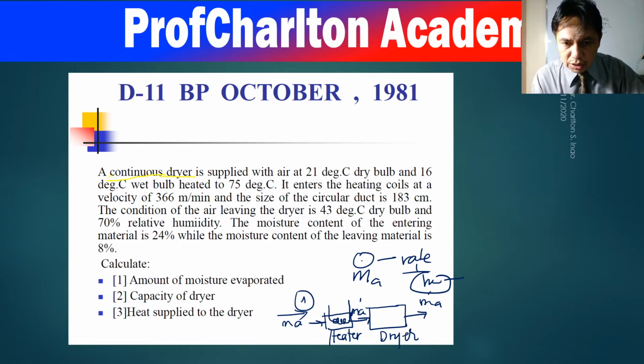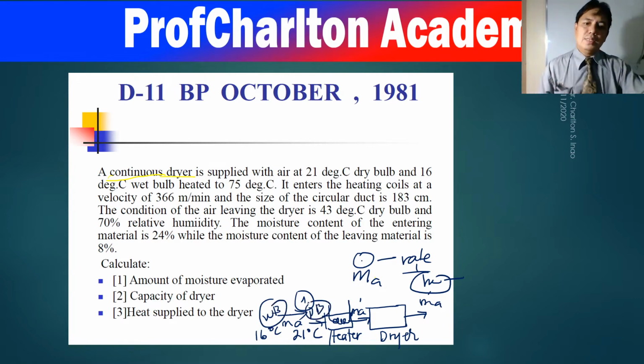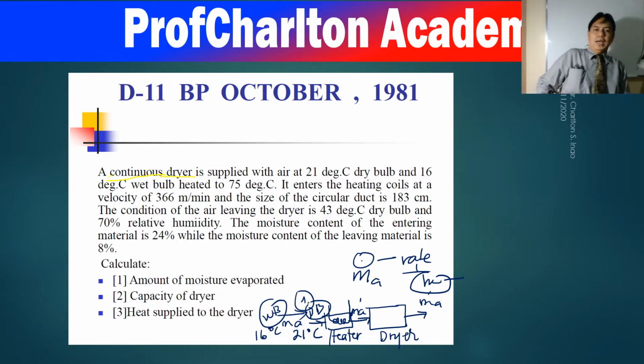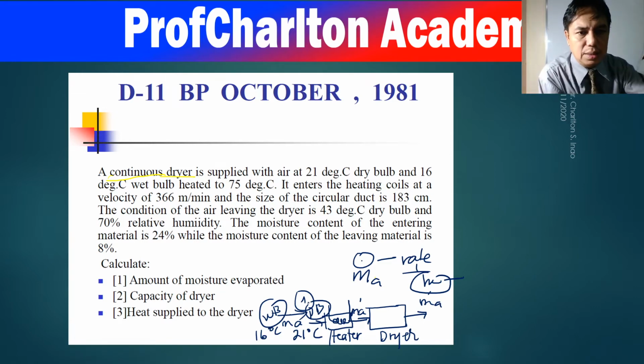So what I'm trying to say at this juncture is that the available air at the outside is at 21 degrees centigrade dry bulb and 16 degrees centigrade wet bulb, right? So at point one is the dry bulb. Now, if you are not familiar with temperatures like dry bulb and wet bulb, I think you are kind of lost in this problem. So you have to understand first what is dry bulb and what is wet bulb.